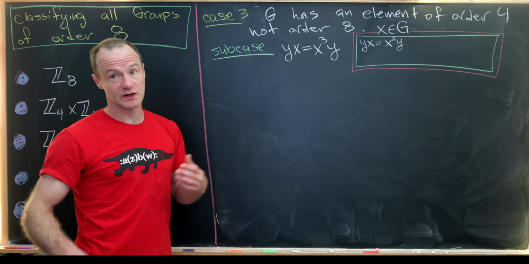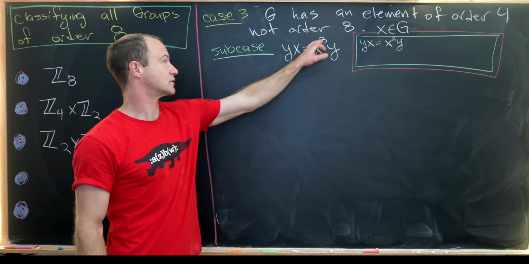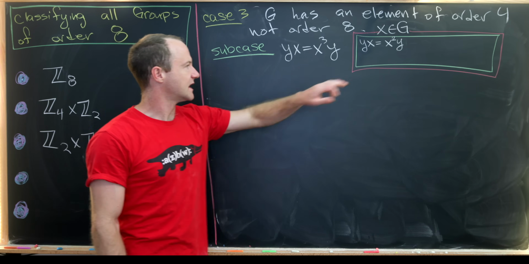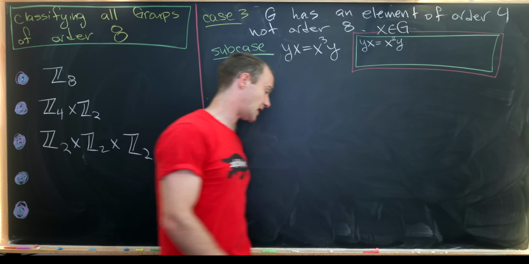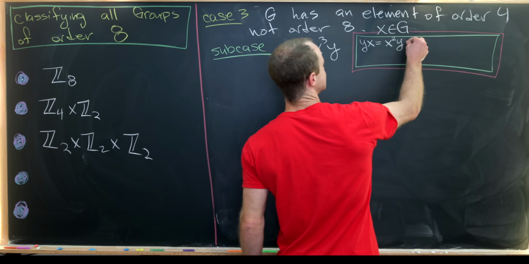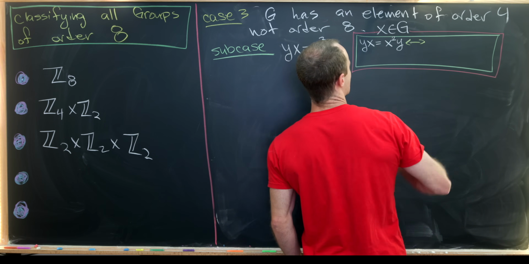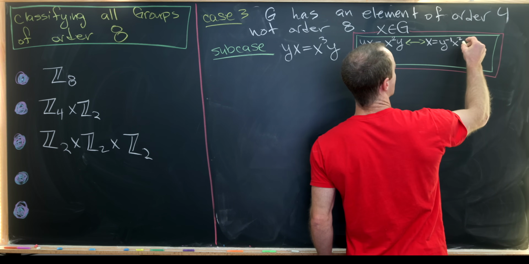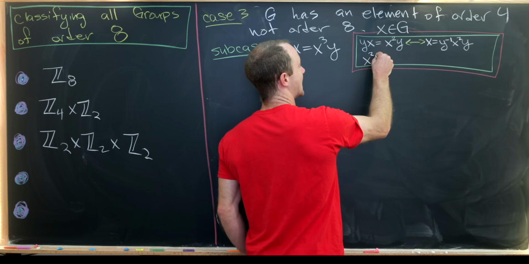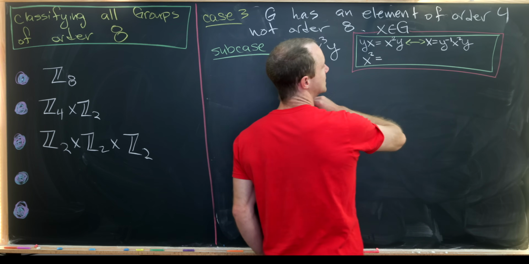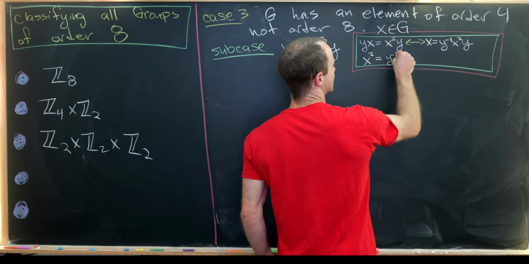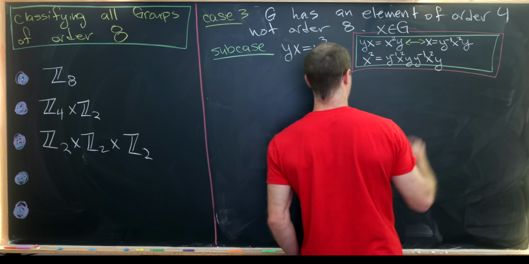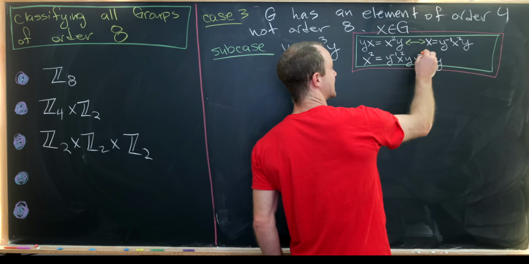And that leaves us two kind of subcases. The first is that yx equals x cubed y, and the second is that yx equals x squared y. We're going to, in fact, show that this is impossible. So let's notice if yx equals x squared y, then that means that x is equal to y inverse x squared times y, which means that x squared is equal to y inverse x squared y inverse x squared y. But notice things cancel from the inside to the out.